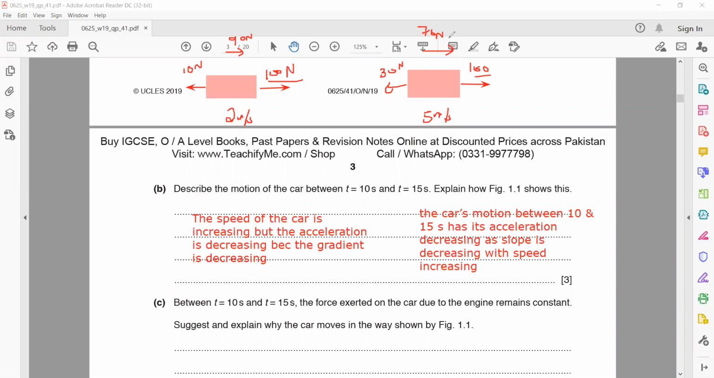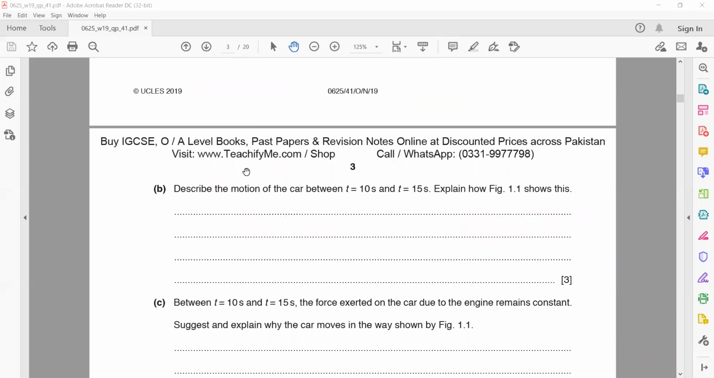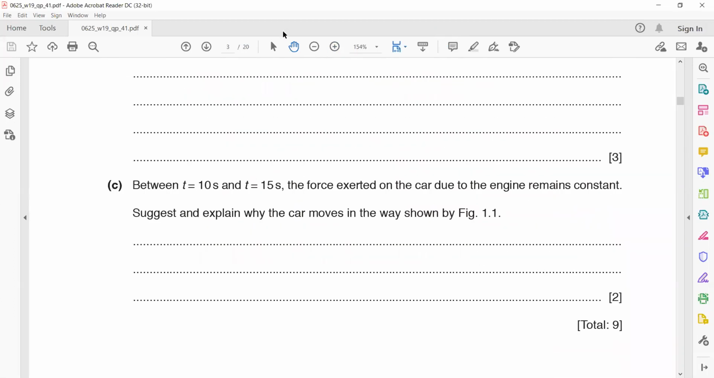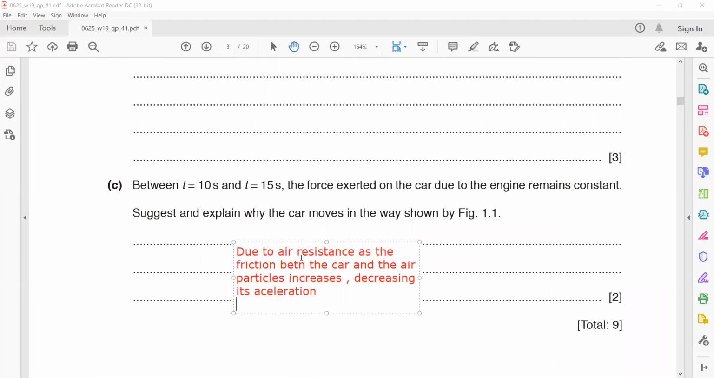So due to air resistance, the friction between the car and the air particles increases, so that reduces the acceleration. How does it reduce the acceleration? Because the driving force is not changing, the force which is opposing the motion is increasing. That's why the resultant force will decrease.